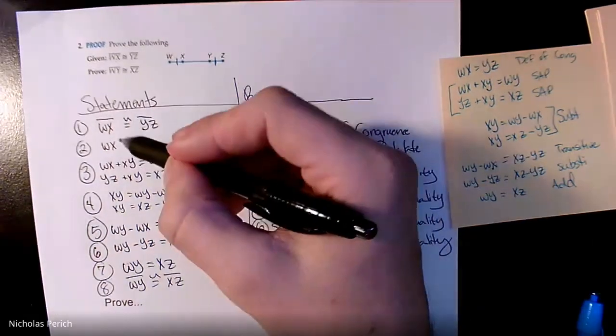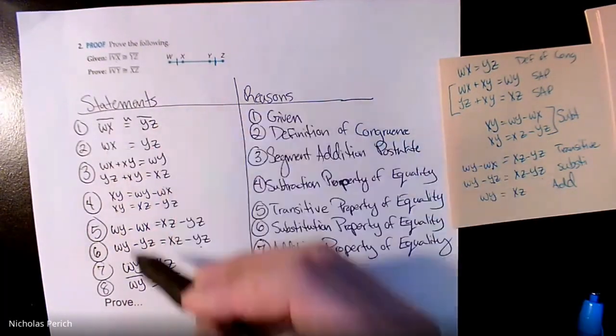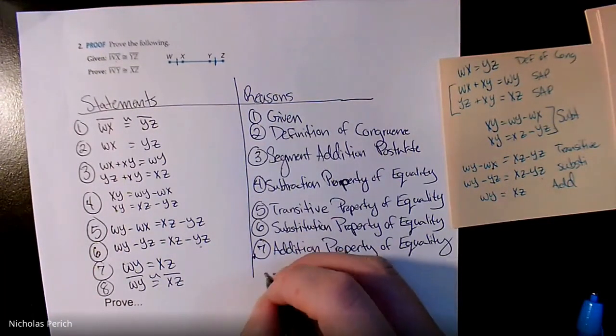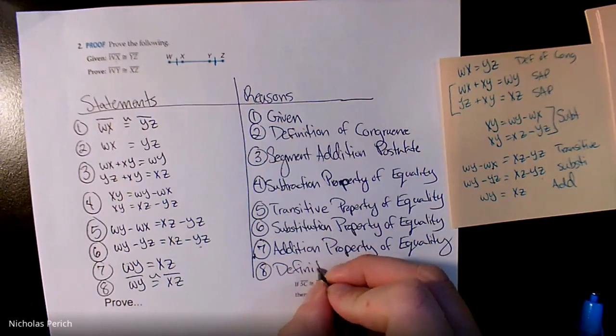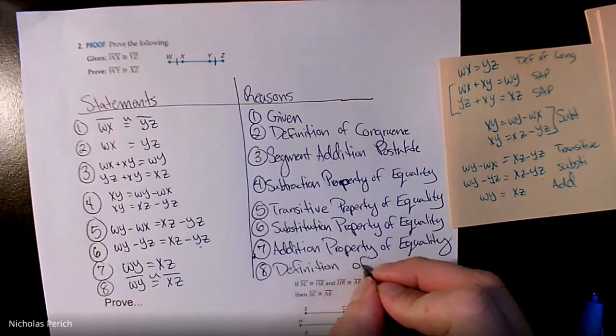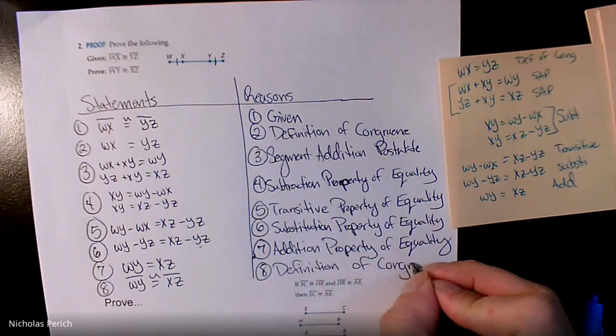And just like I did here to get from 1 to 2, the way I get from 7 to 8 is the definition of congruence.